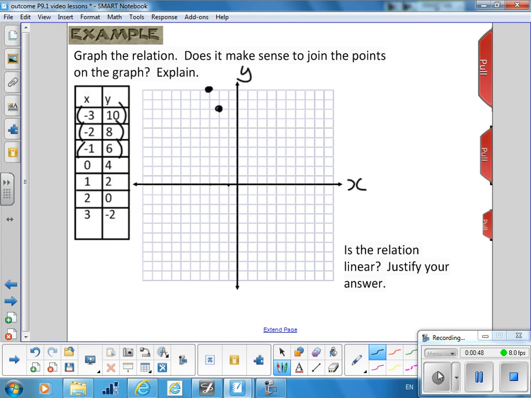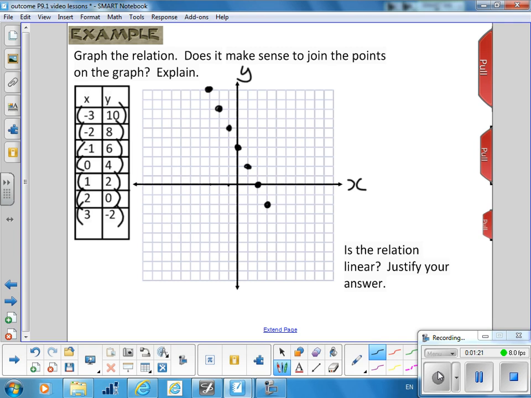Negative 1, 6, we move 1 to the left on the x, and we go up 6, and we put a point. 0, 4, that means we do not move off of the y-axis. We don't move left or right, we simply go up 4, and we put our point. 1, 2 means move 1 to the right and up 2. 2, 0 means we move 2 to the right and we do not move up or down. And then 3, negative 2 is 3 to the right and 2 down.